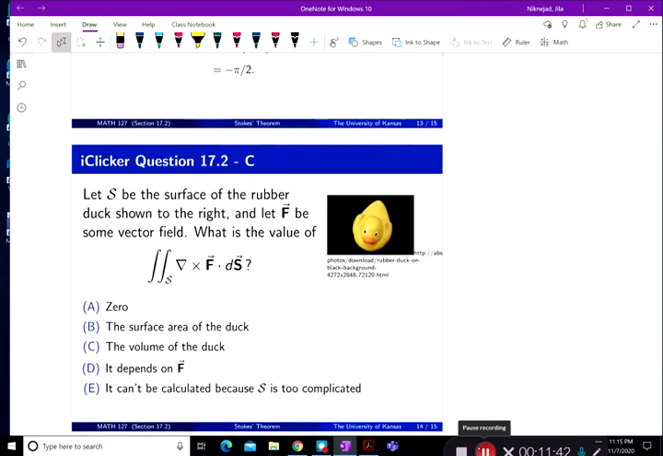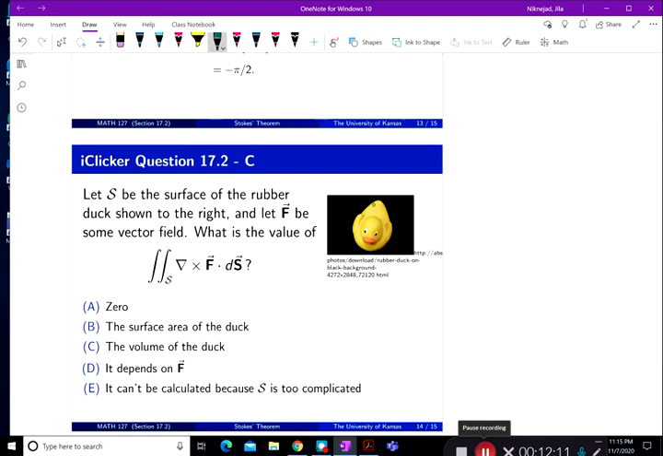And so now it's the question of the rubber ducky, and I click on question 17.2c. Let S be the surface of a rubber duck shown to the right, and let F be a vector field. What is the value of the surface integral of curl of F dS? And so give yourself a quick minute.